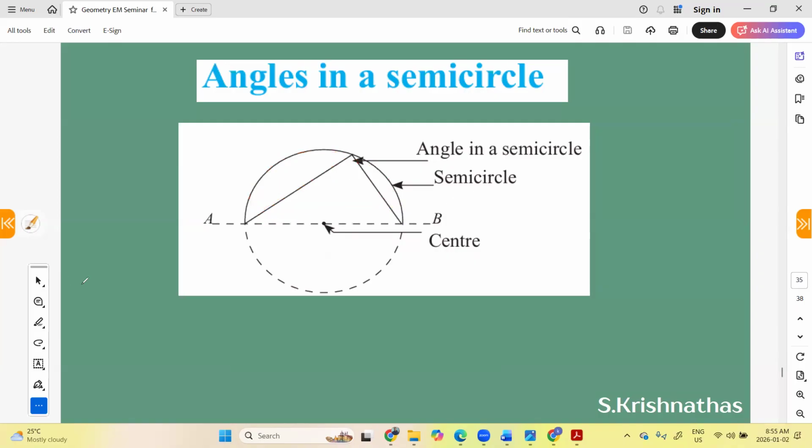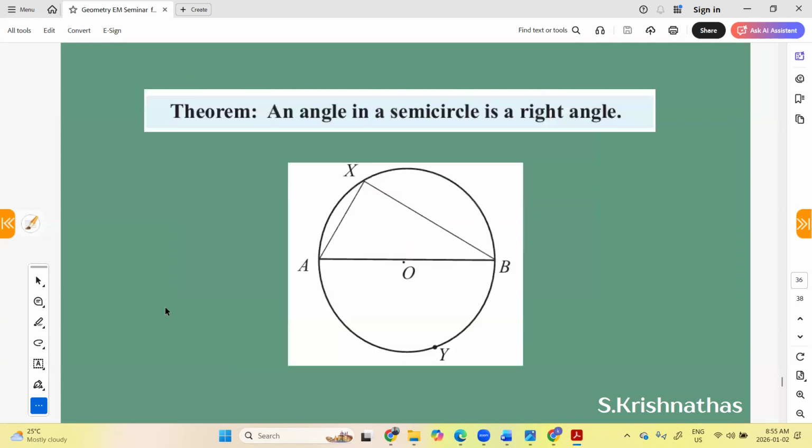We can check the theorem, students. An angle in the semicircle is a right angle. That is easily proven. Students, this arc subtends an angle at the center of how much? 180 degrees. This one is how much? 90 degrees. This is 180 degrees. This is 90 degrees.